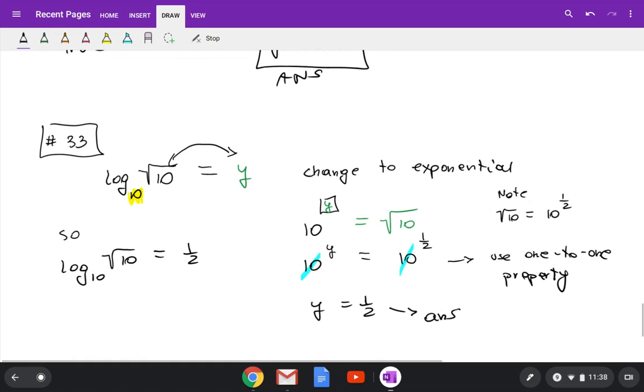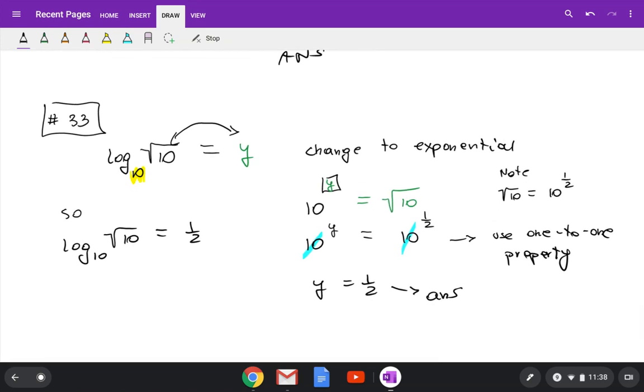And that's definitely true, since I'm going to change that to exponential. Since 10 to the power of 1/2, it's equal square root of 10. Okay? So I see log, I change into exponents. If I would see exponents, I would change to log.